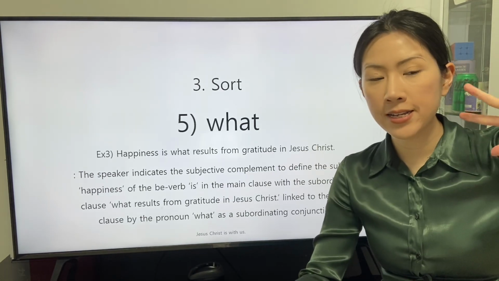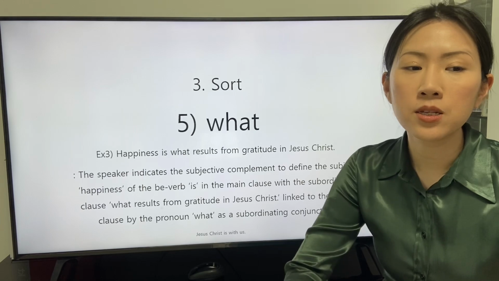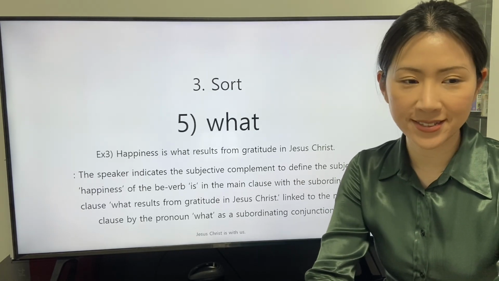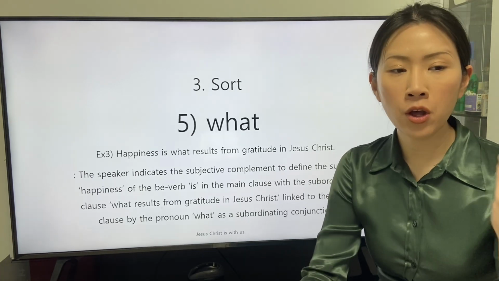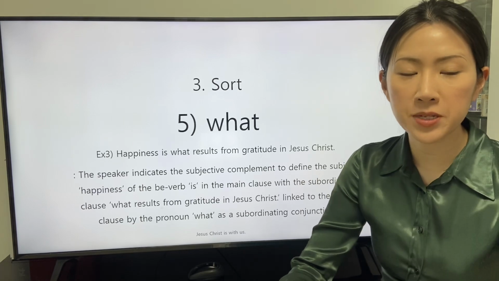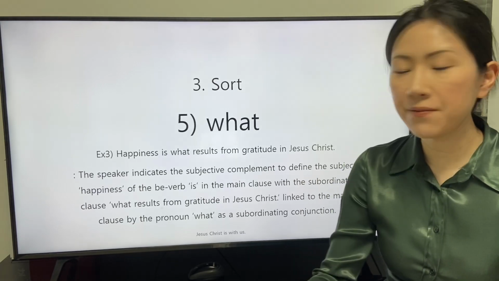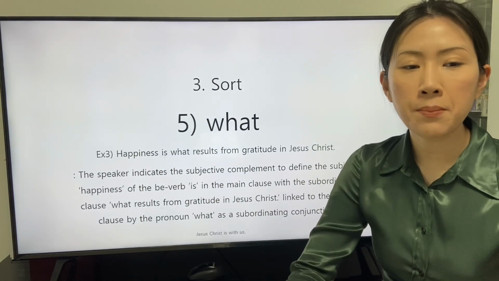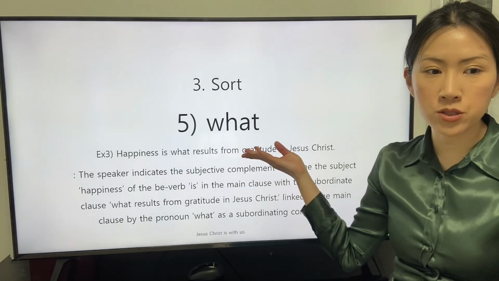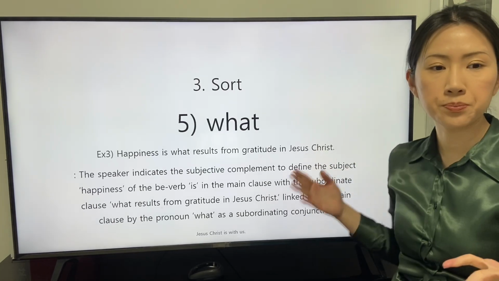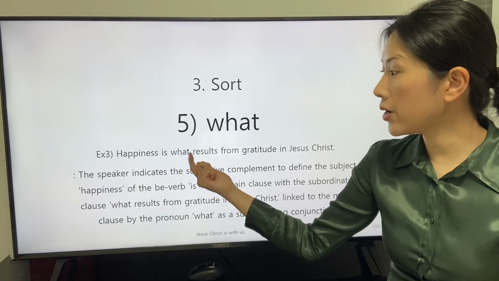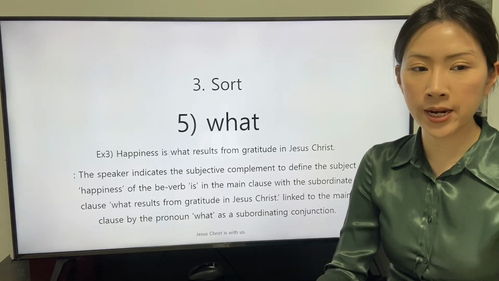The third sentence is this. Happiness is what results from gratitude in Jesus Christ. The speaker indicates the subjective complement to define the subject happiness of the be verb is in the main clause with the subordinate clause what results from gratitude in Jesus Christ, linked to the main clause by the pronoun what as a subordinating conjunction.